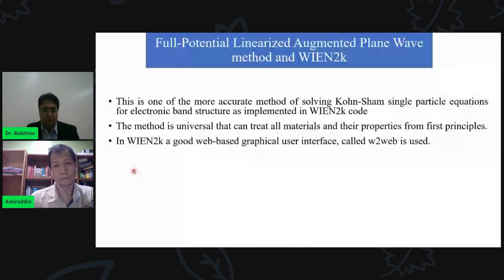Wien2K is a good web-based graphical user interface. It has a good user interface, so one can say that it's user-friendly also. Here is the interface of the Wien2K code.